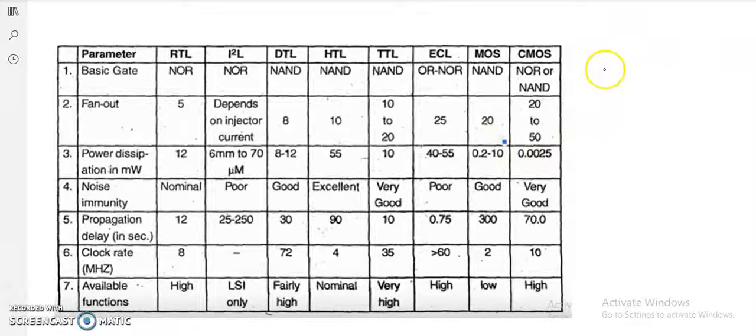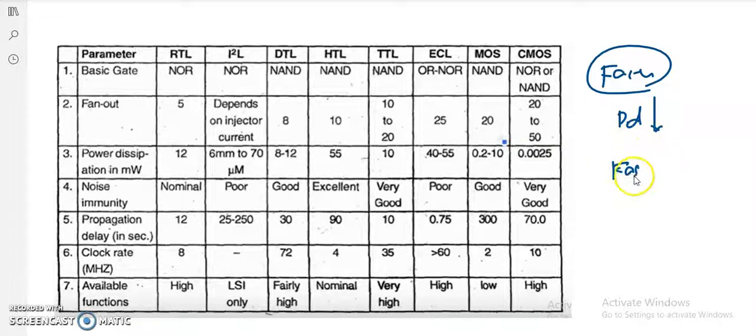If any one logic family has to be the fastest, then the propagation delay of that gate must be very least, right? So if any one logic gate has to be called the fastest, it must have the least propagation delay. This table is very important. Definitely we'll get one or two bits from this table. This table represents a summary comparison of the different logic families.